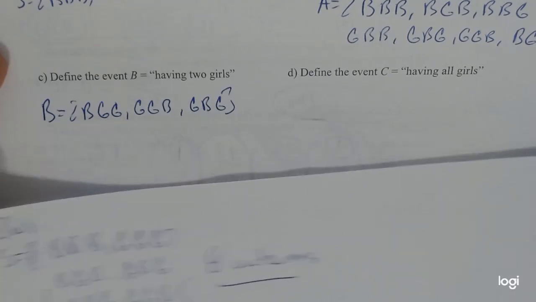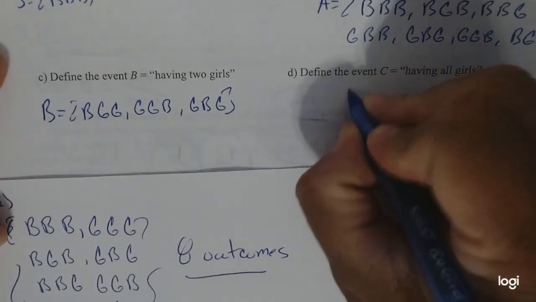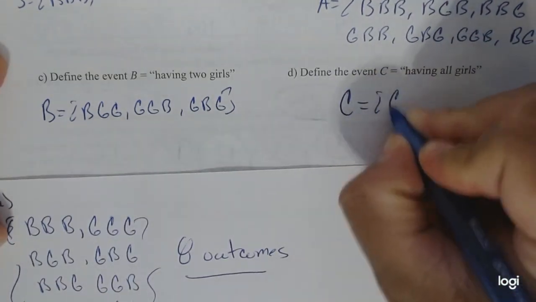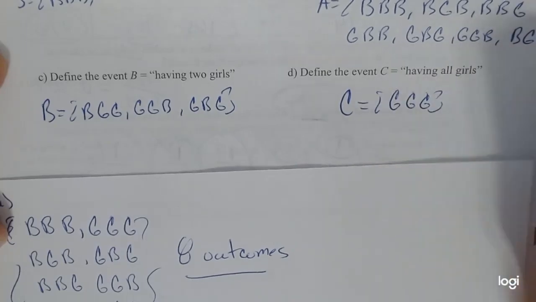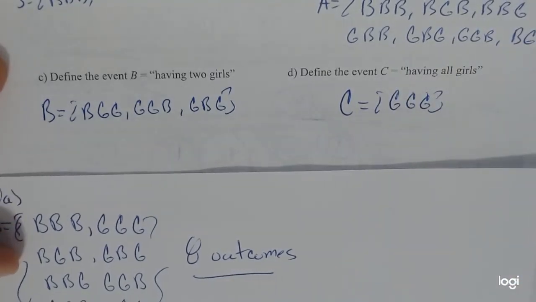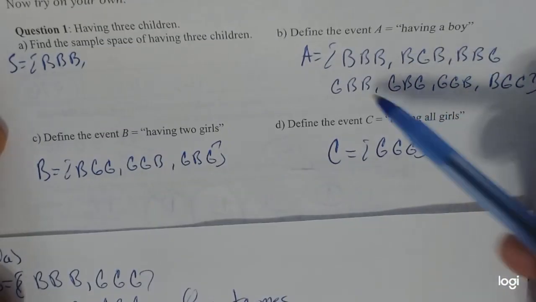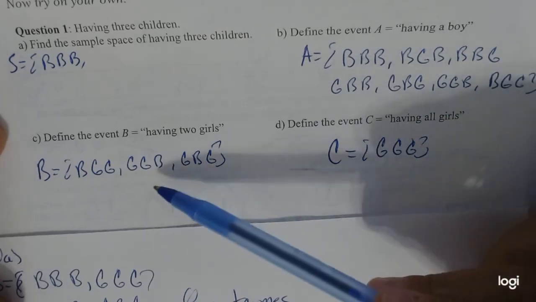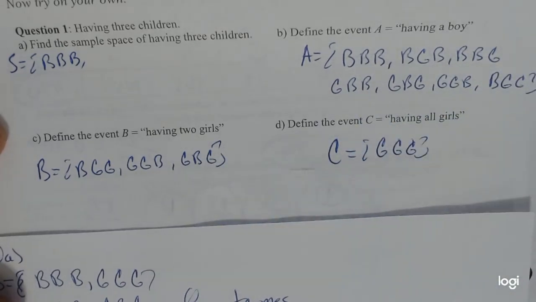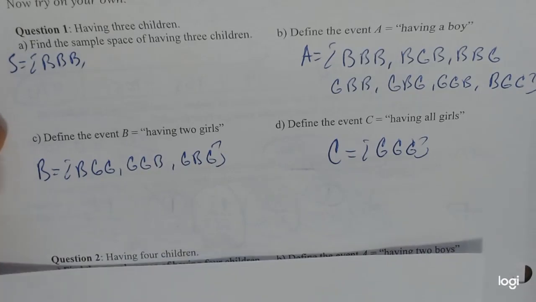And the last one, having all girls, there should be only one, right? It's just girl, girl, girl. It's the only way to have it all girls, right? So here we have a total of 1, 2, 3, 4, 5, 6, 7 different ways. Here are 3 outcomes, and here we only have 1 outcome.